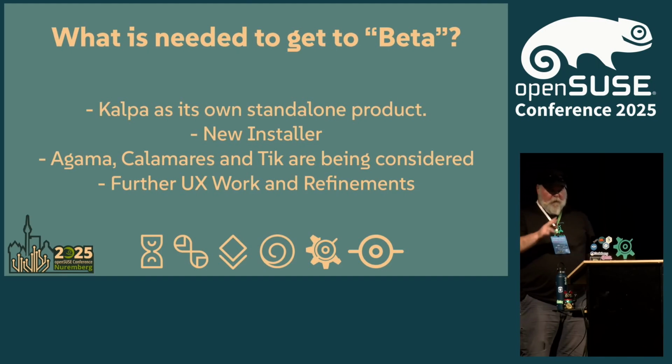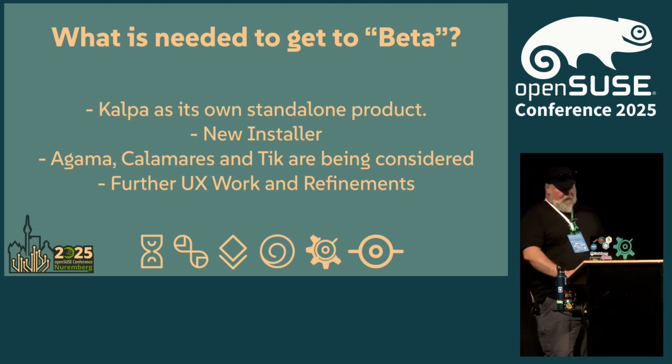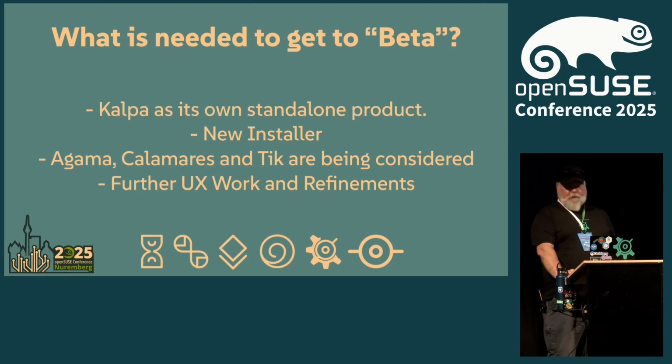I am working with the Agama developers to get it working with Agama. I am looking at Calamares as an option, and I'm also looking at Tick. Agama is probably going to happen faster than anything else, but I don't know that it's going to be my end place where it ends up. Some other things that need to happen: further user experience work and refinements. There are still a few things that you kind of have to tweak in the command line to get certain things done, and I need to develop the graphical tools to do those things.